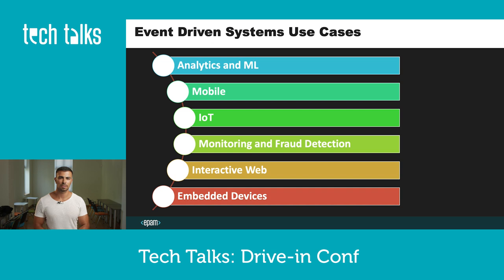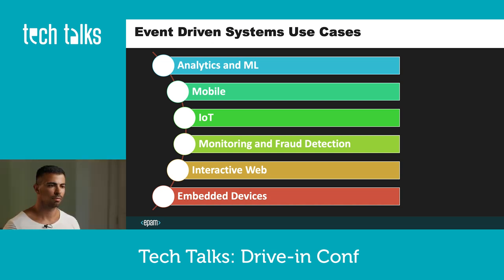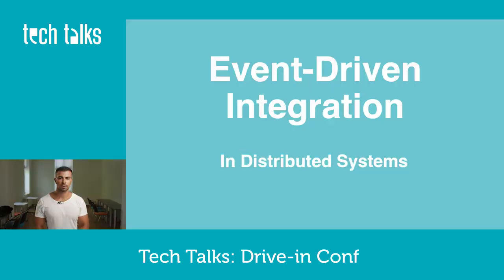Event-driven systems are especially used in cases where we need to apply analytics and machine learning, integrating mobile and IoT, of course monitoring, real-time and fraud detection, and when we have interactive web and embedded devices. Unfortunately, these are out of scope of today's talk. So when we talk about event-driven, we'll mostly discuss integration that is happening between different components inside a distributed system.